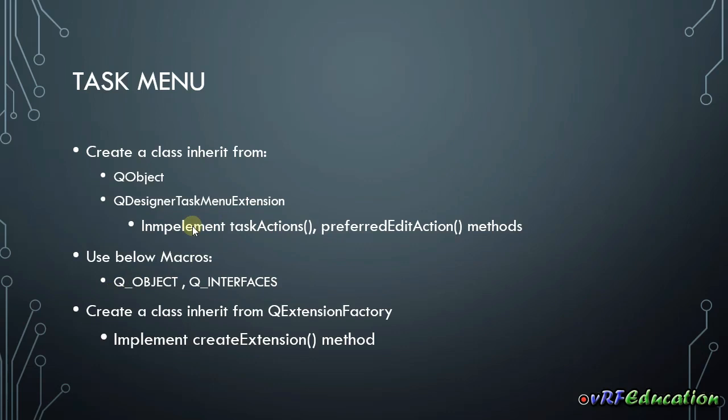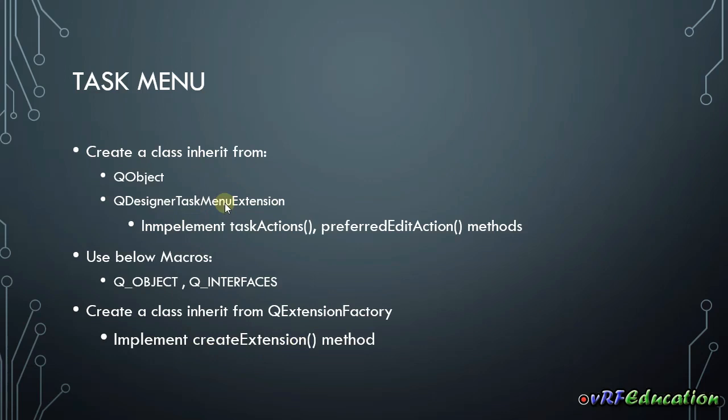And in addition to that, we need to again create another class inherited from QExtensionFactory. This is somewhat like the factory design pattern that you'd use to generate or create some extension for our custom widgets. And inside that, we're going to implement a pure function named createExtension. And here, we're going to create an instance of this class and return it for Qt Creator.